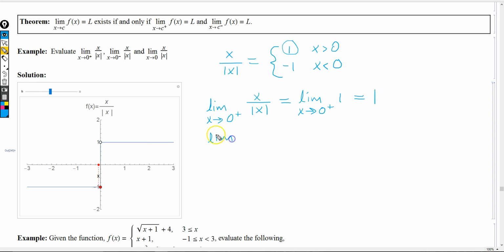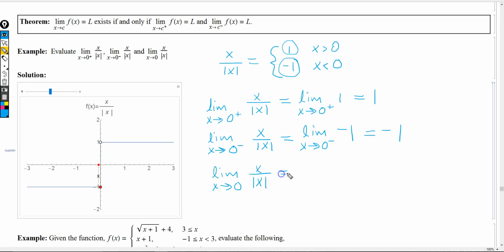Limit as x approaches 0 from the left of x over absolute value x. The limit as x approaches 0 from the left of -1, because now we're going to be dealing with this piece. And of course that is -1. And so our full limit, well, that's going to be does not exist. Because these two numbers, while they do exist, they are not equal to each other. So the full limit cannot exist.